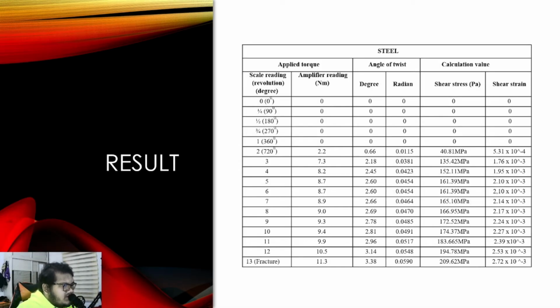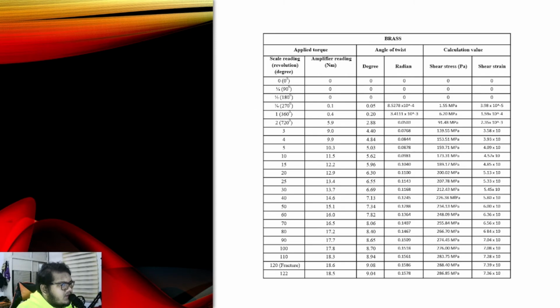So this is the result for the steel. Result for the brass.